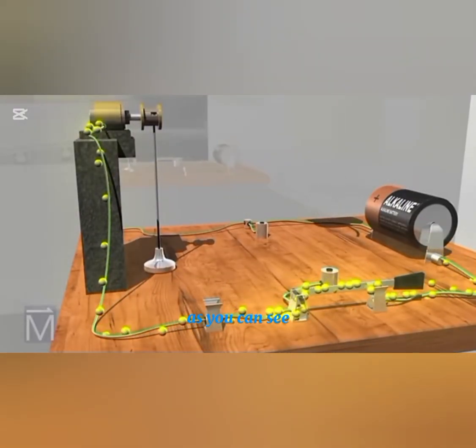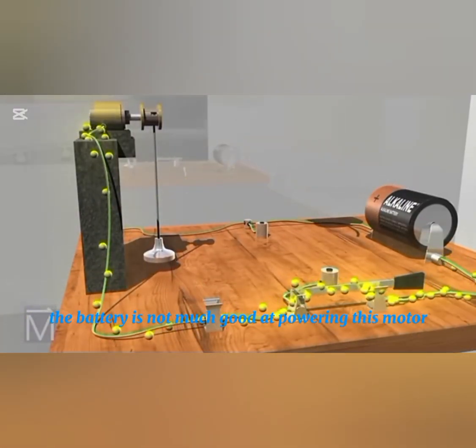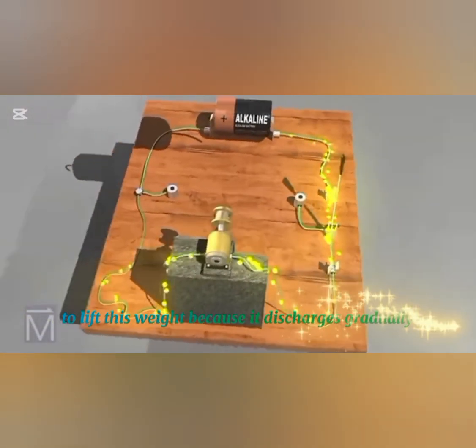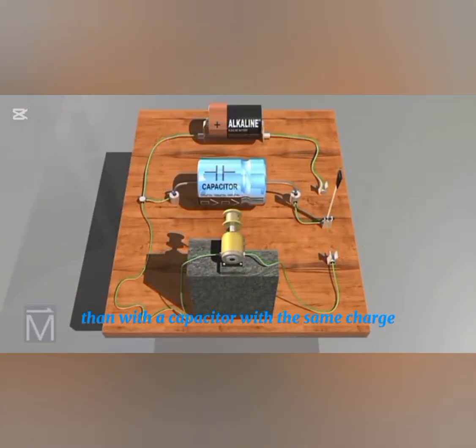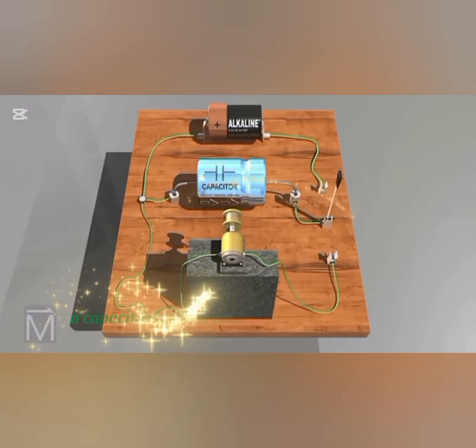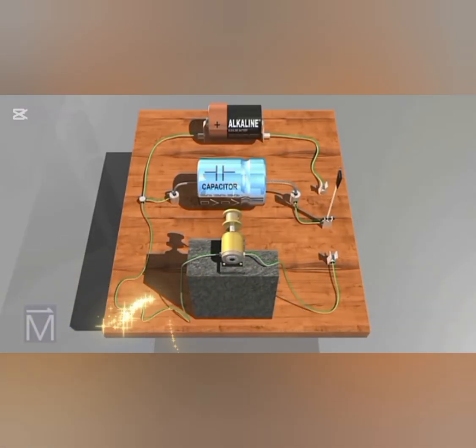As you can see, the battery is not much good at powering this motor to lift this weight, because it discharges gradually, much more slowly than would a capacitor with the same charge. Here we'll learn why a capacitor is much better suited to such a task than a battery.